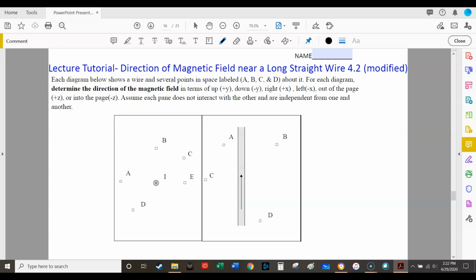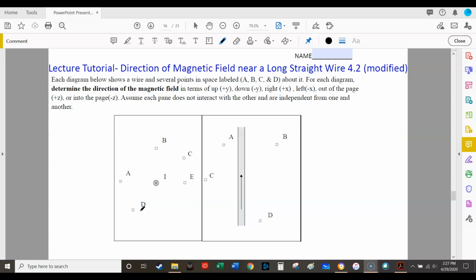So let's practice this on this tutorial. So now we're going to actually do right-hand rules applied to current carrying wires, and we're going to practice that. Okay, so let's do the left-hand wire pane first. You have a current carrying wire, and it looks like the current is pointed into the page because you have a little X there. And we want to know what the directions of the magnetic fields are at A, B, C, D, and E.